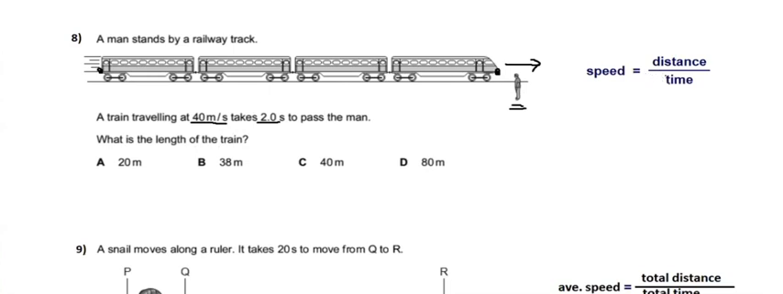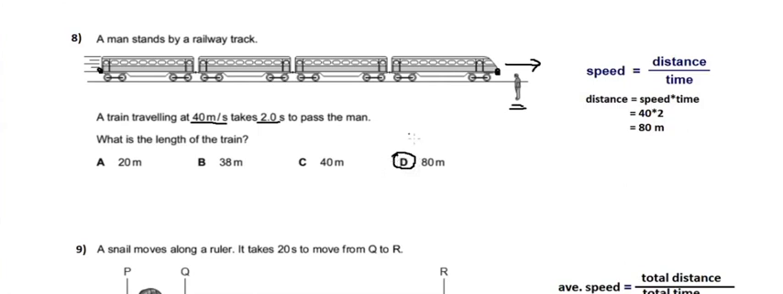The speed is equal to distance by time. So here distance is nothing but the length of the train itself. The distance will be equal to the speed multiplied by time. Here the speed is given, that is 40 meter per second. So speed is 40, the time given is 2. So 40 multiplied by 2 is 80 meter. So our answer is 80 meter. So option number D is the answer.